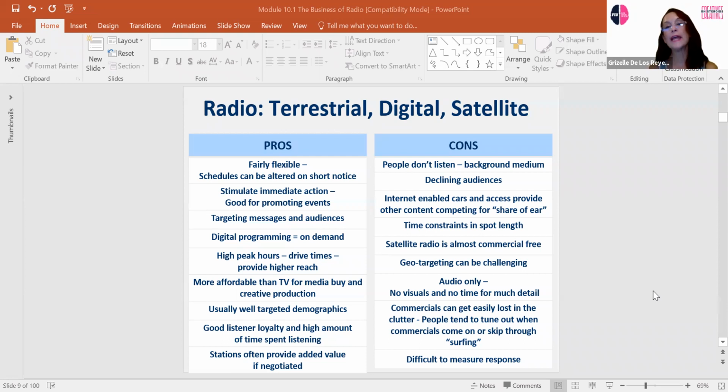It's great, as I was saying, for promoting events because it goes hand in hand with the promotional nature of radio. You can target messages and audiences because, again, if somebody likes rock, there's a very specific psychographic profile that you can work with for that particular type of audience. If they have a digital component, even more so, you're expanding your reach beyond the car or what have you. If it's digital, it could be on demand.